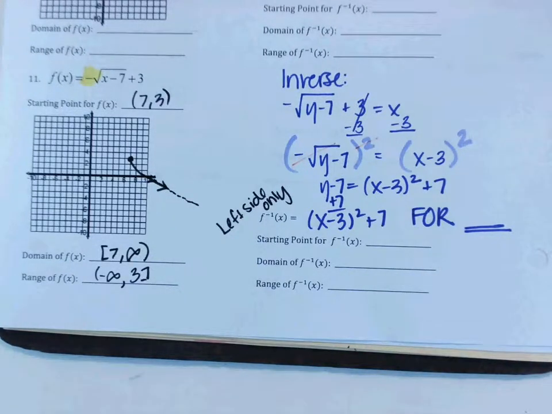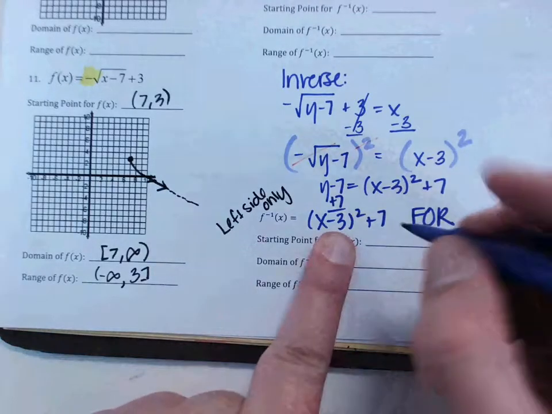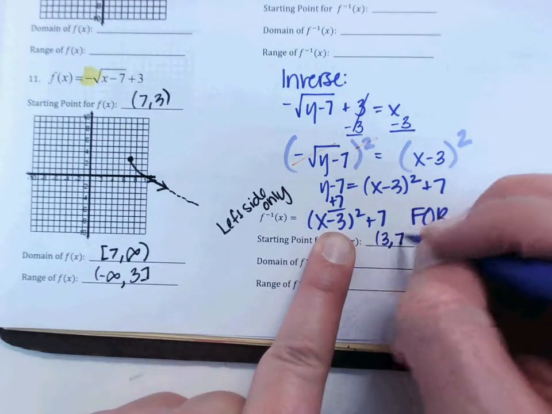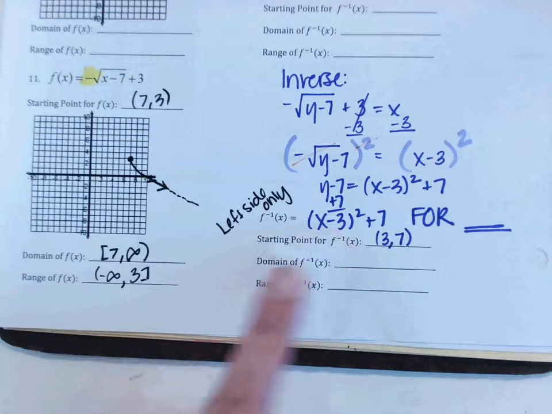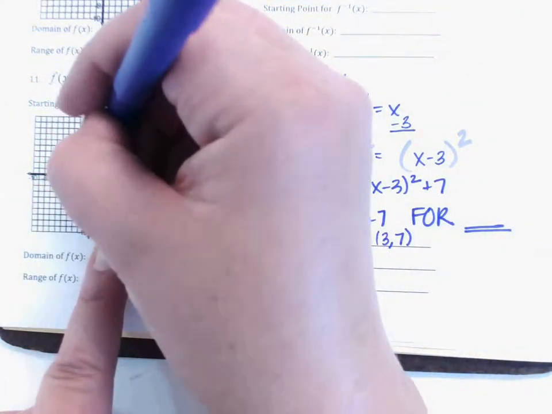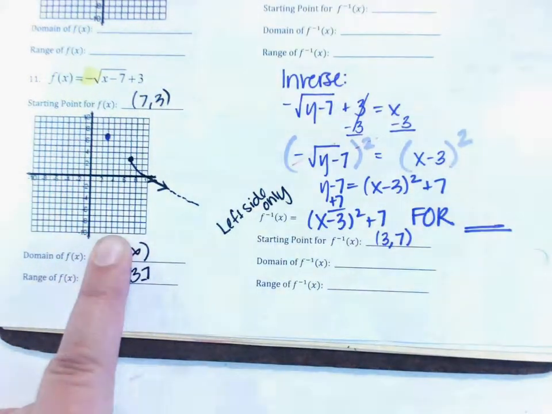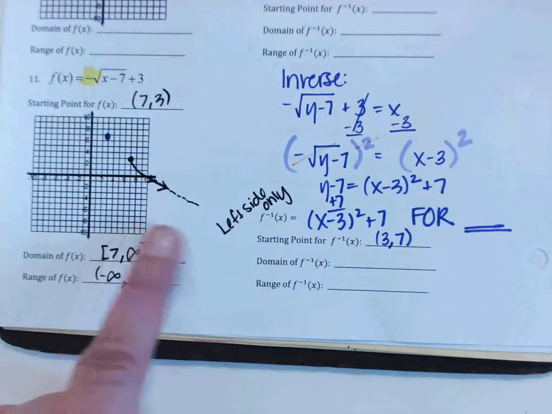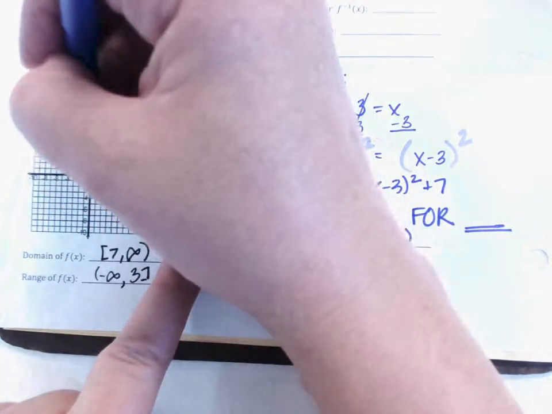So let's draw our graph. We're going to draw only the left side, and then we're going to fill in the blank on which half we want. So where's my starting point for this new guy going to be? Negative 3 turns to a positive 3, and then a 7. 3, 7 is here. And then I want only the left side. That means I'm going that way.